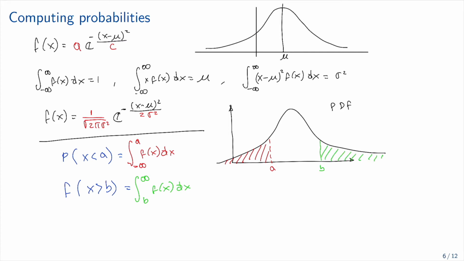And finally, the probability of x in between a and b will be the integral from a to b of f(x) dx, and that will be this area over here. Remember that when we have a continuous variable, we cannot say the probability of x being equal to something. We always have to have a range. The probability of x equal to a is 0 because the area is going to be 0.